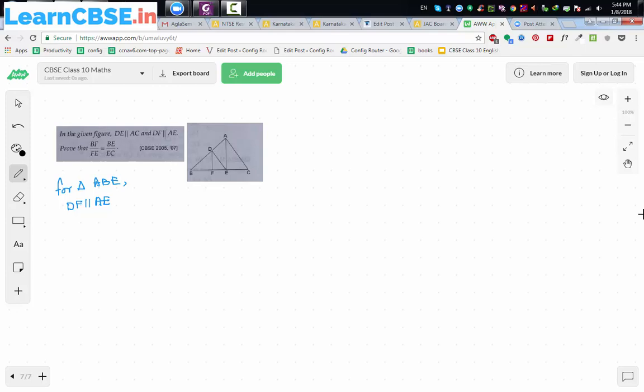So if DF is parallel with AE, using the Thales theorem we can say the BD and DA ratio should equal the BF and FE ratio. So we can write BD by DA equals BF by FE. That's the first thing I can say using the Thales theorem. Whenever you're writing this, you should write that it is by Thales theorem.